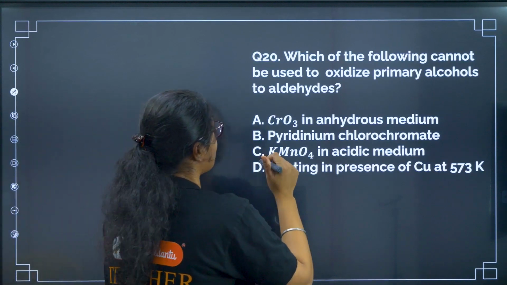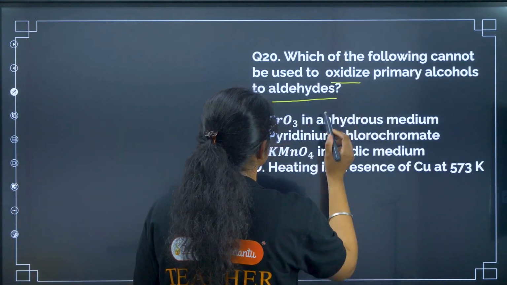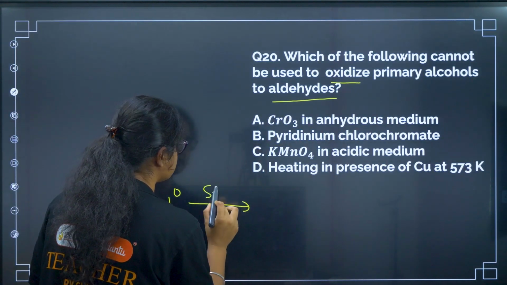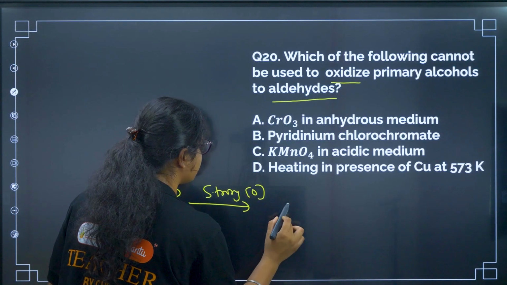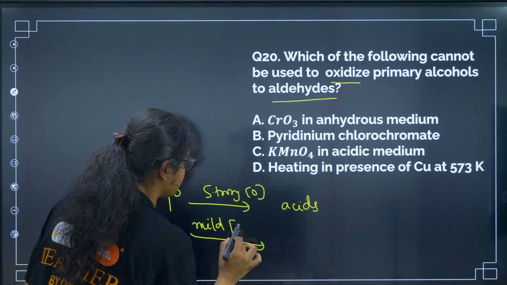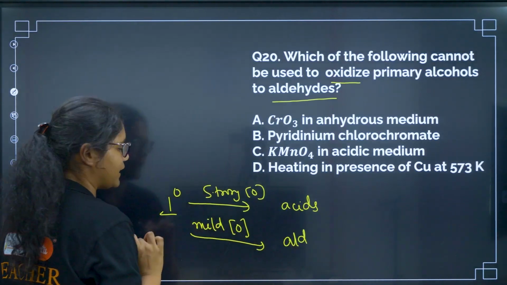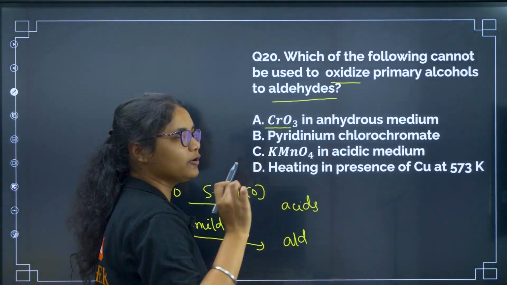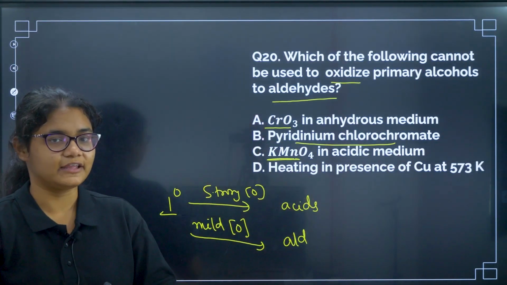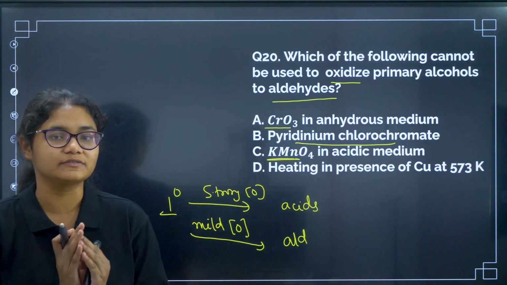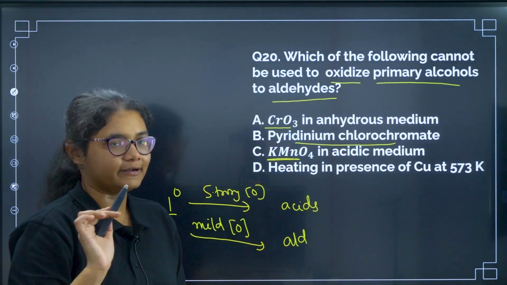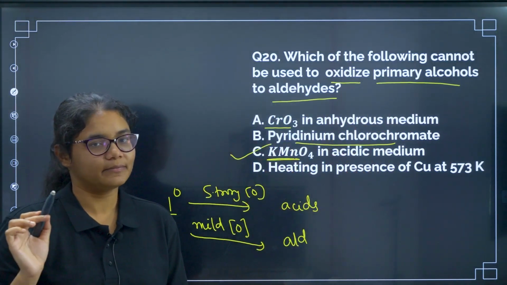Next, which of the following cannot be used to oxidize primary alcohols to aldehydes? The primary alcohols, if you do strong oxidation, they will get converted to acids, and if you do mild oxidation, they will be converted to aldehydes. So you see CrO3 is a mild oxidizing agent, PCC is a mild oxidizing agent, KMnO4 is a very strong oxidizing agent, and it converts primary alcohols to carboxylic acids. So that cannot be used to convert primary alcohols to aldehydes. So the correct answer for this question will be option number C.